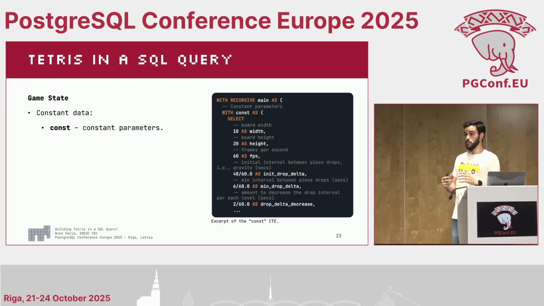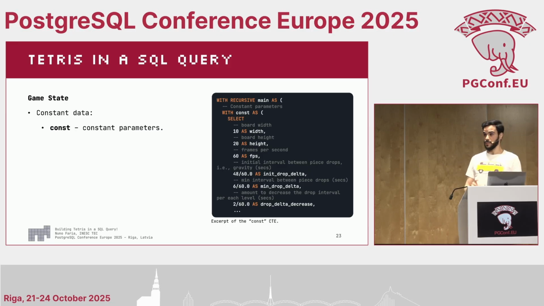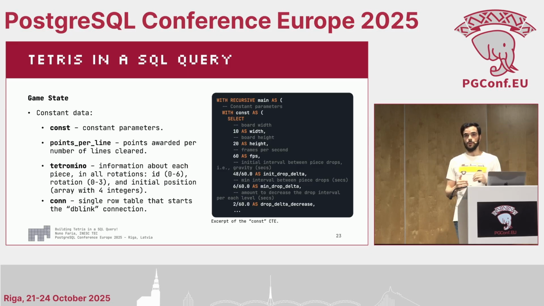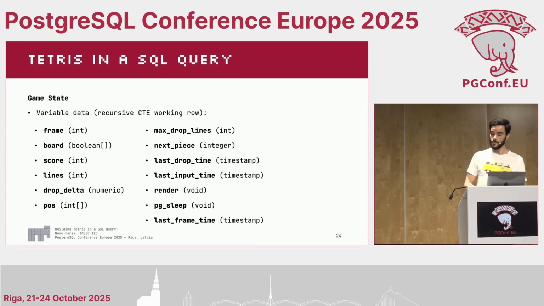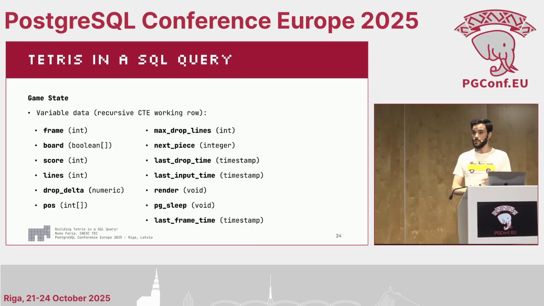When it comes to the type of data that we store, there are two types of data. There is constant data, and this includes parameters like the frame rate, the board dimensions, how many points we score per line, the information about all the pieces in the game in the different rotations, so the initial coordinates of each piece, and also the information about our dblink connection. And all of these are created using regular CTEs at the start of the game. As for variable data, this is the row that is stored in our recursive CTE, and it keeps changing, and includes the frame number, the current board, the current piece, how many lines we have cleared so far, and so on.